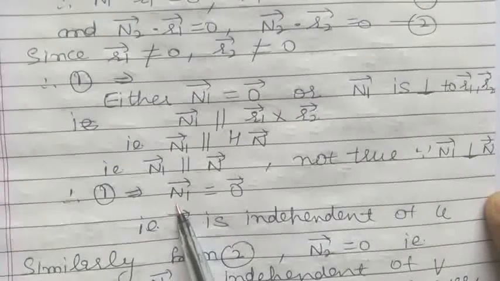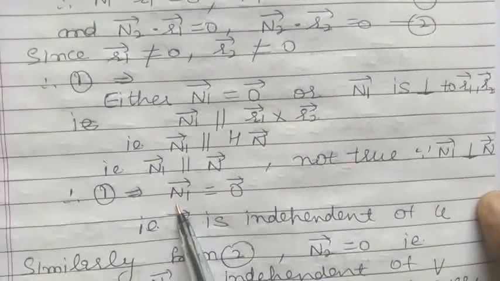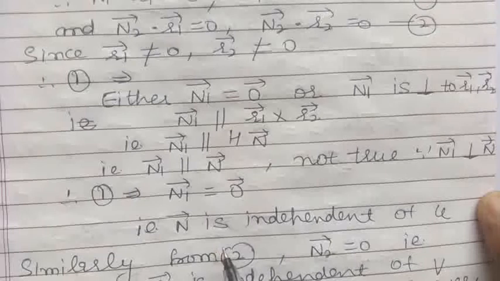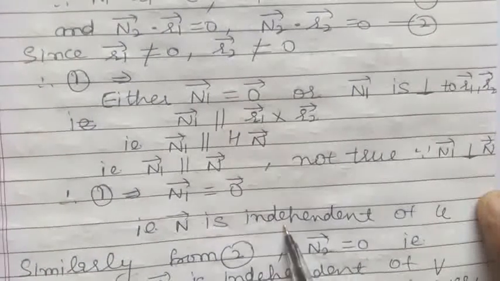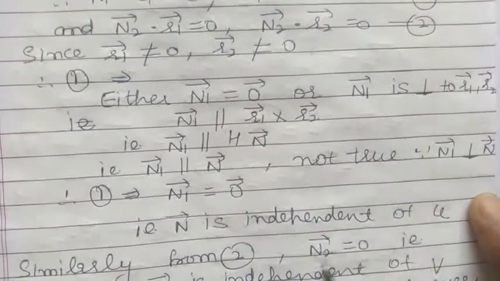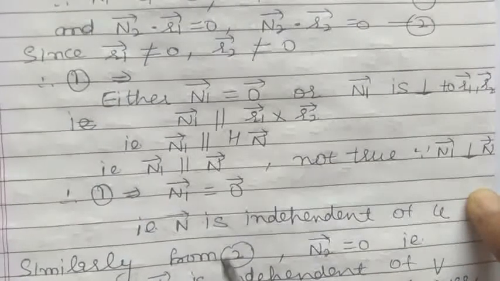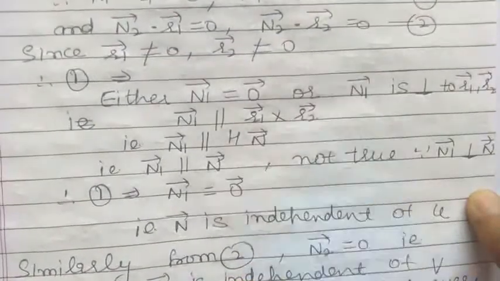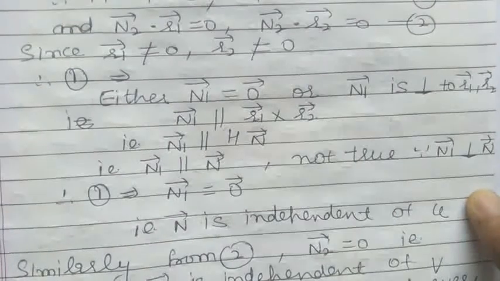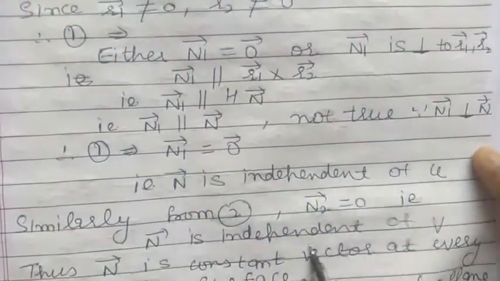n1 is the partial derivative of vector n with respect to parameter u. So if that derivative is 0, then vector n is independent of the parameter u. In the same way, from this equation, we have n2 is 0, which means the vector n is independent of v.